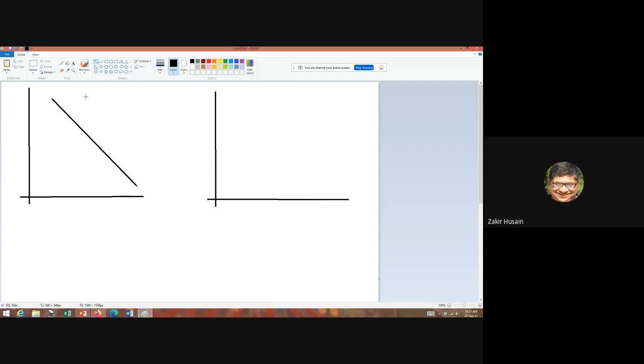First let us look at the LM curve. The LM curve is like this, and then we have the negatively sloped part. Then we have the liquidity trap. So this is Y, this is R.